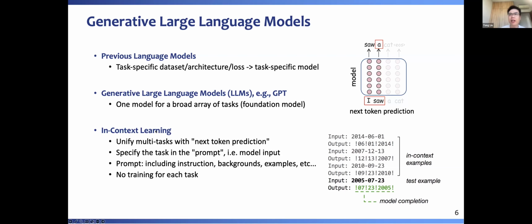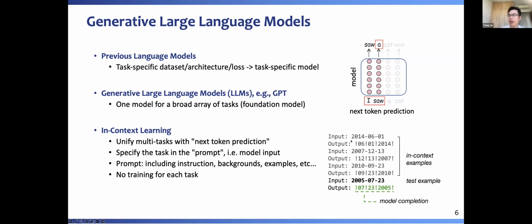The idea underlying this is called in-context learning. Firstly, we need to unify multiple tasks with so-called next token prediction. For example, given "I saw a cat," I ask the model to predict "a" based on "I saw." We specify the task in the prompt, that is the model input, and this prompt can include instructions, background, examples, etc. And there's no training for each task.